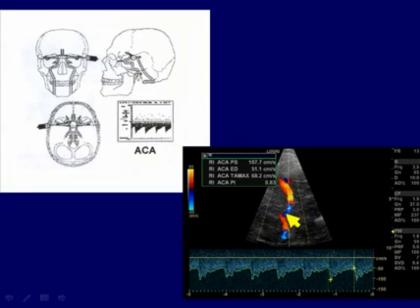Tracking down a little bit deeper through the same window, we now see we're just coming up to where the anterior cerebral comes off. And now the flow direction's changed because that vessel is bringing flow towards the center, towards the midline. The colors change to indicate a negative Doppler shift, as well as the spectrum.